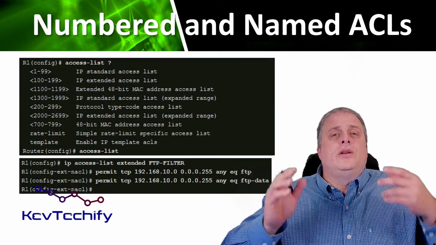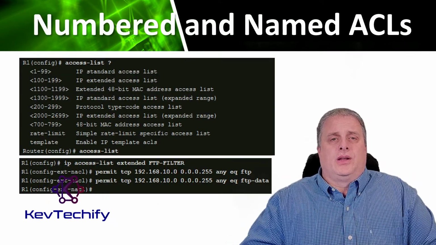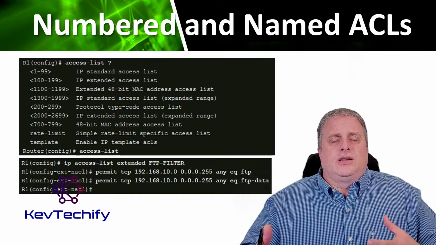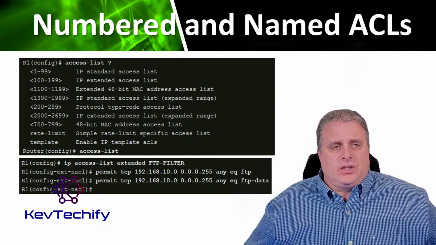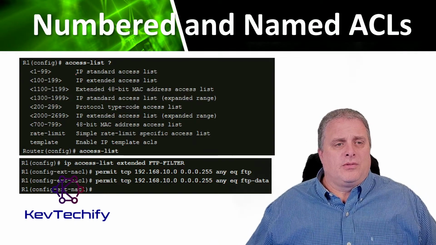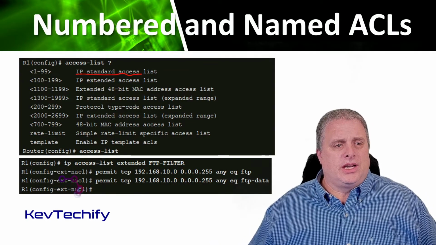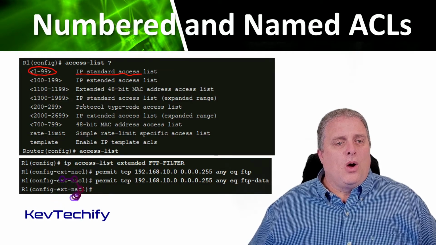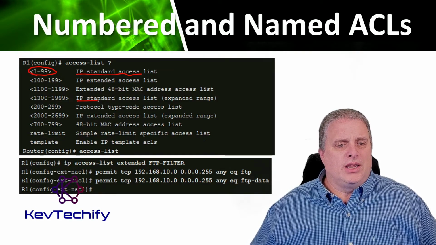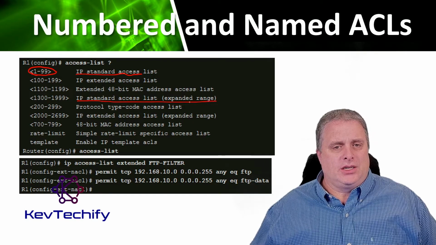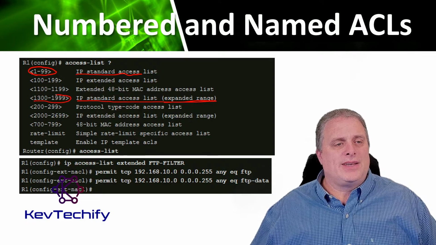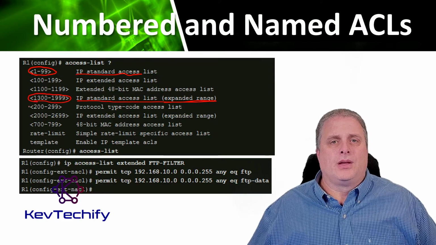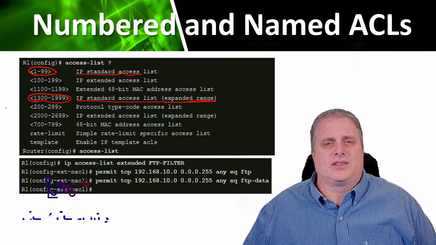When we talk about numbered access control lists, these ACLs can have certain numbers. Standard access control lists are either in the first range here, 1 to 99, or there's a second range, the expanded range, which goes from 1300 all the way up to 1999. Those would be for our standard ACLs.